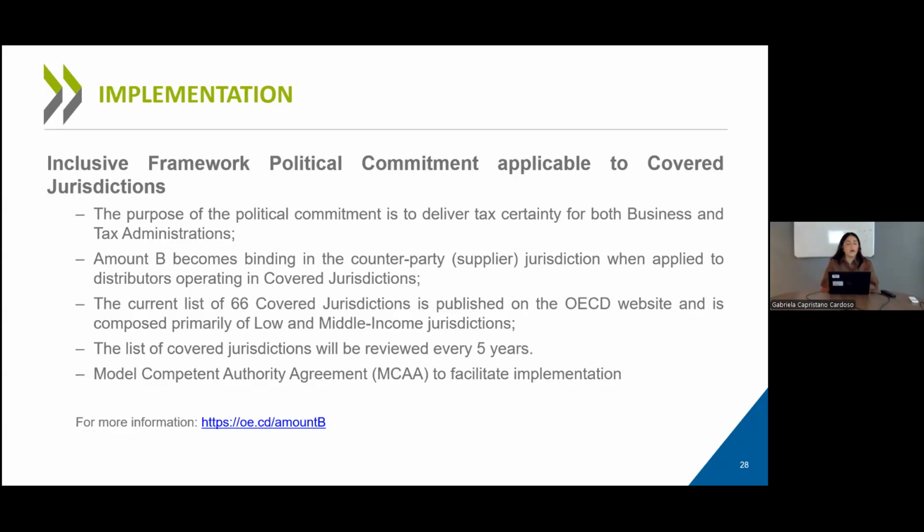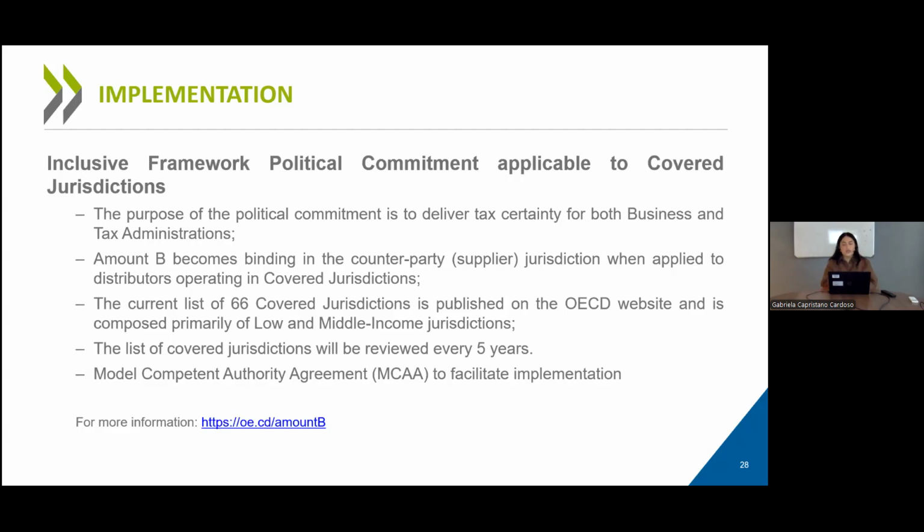The current list of covered jurisdictions is composed of 66 jurisdictions that were selected based on a criteria that was agreed by the inclusive framework. And you can see in detail this criteria in the publication of the list as well. We also published this definition. And also for tax certainty purposes, this list is locked for the next 5 years. And then after that, it will be reviewed every 5 years to allow the inclusive framework to verify whether the list of covered jurisdictions still meets the definition criteria, or if there are other jurisdictions that are currently not part of the list but could become part of the list after that review in 5 years.